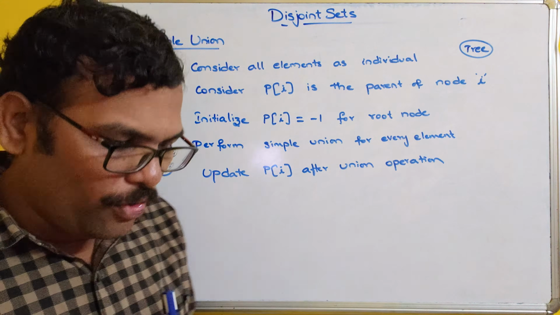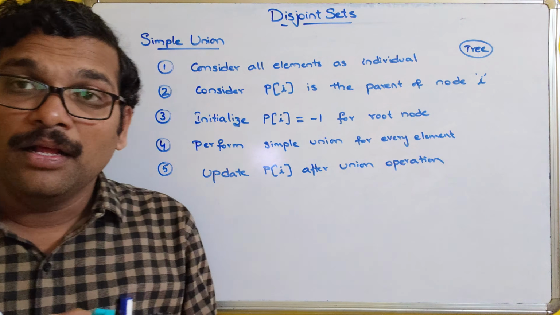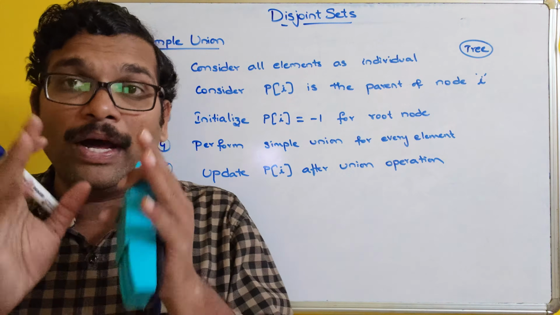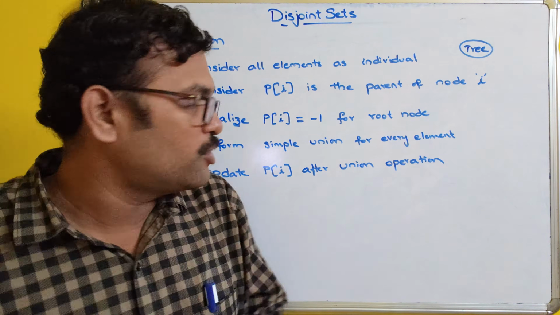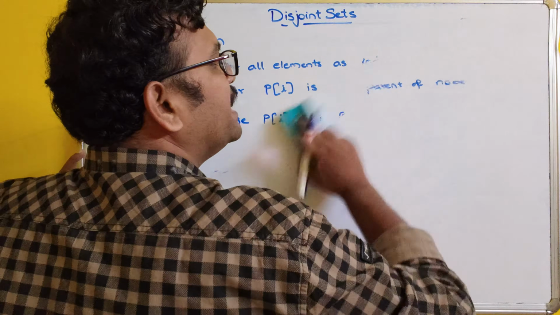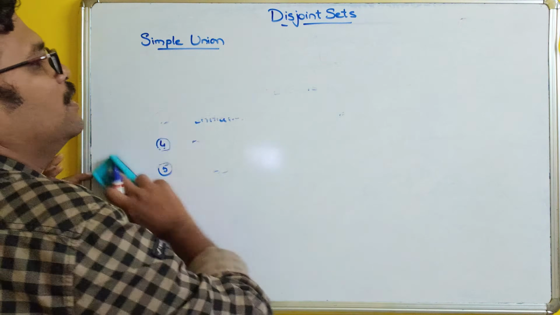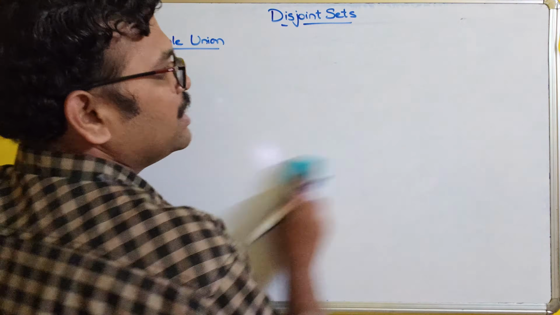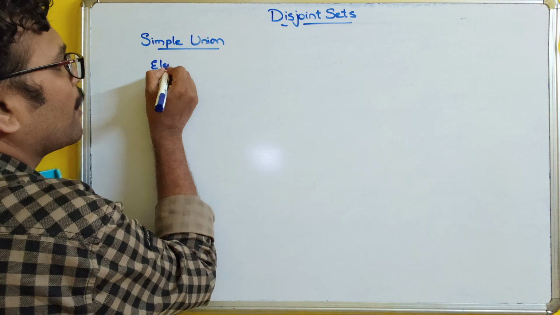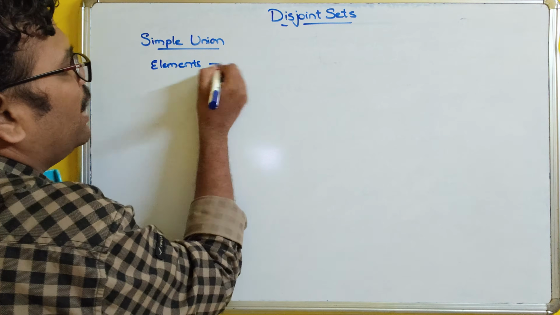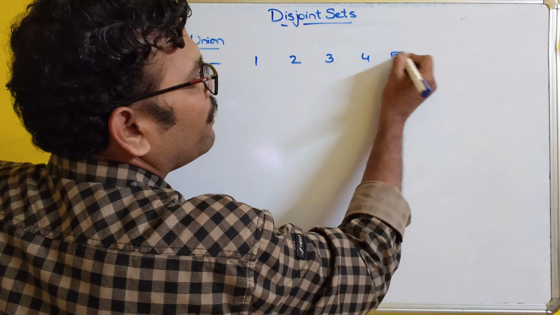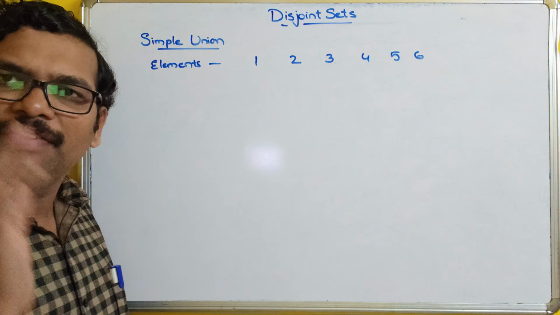See, for example, if you apply the union operation, the -1 should be only for the root node. So only one node should have the -1, right? Remember all these points. Now we'll move on with the example so that you can understand that one. Simple union. Let us take the elements as 1, 2, 3, 4, 5 and 6. These are all the different elements.